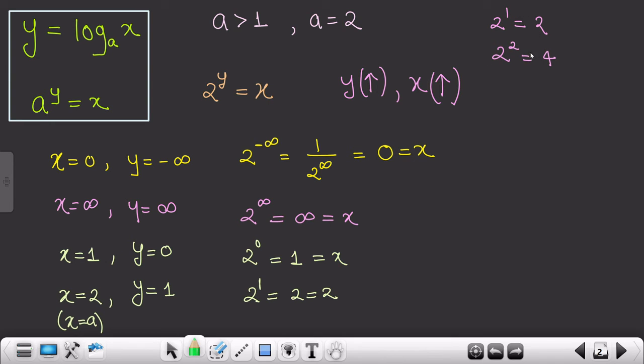That means the same thing is being indicated over here. As y is increasing, x is increasing. Then we took random values. If I'm putting y as minus infinity, so I'm getting 2 raised to minus infinity, which is equal to 1 by 2 raised to infinity, which is almost equivalent to 0.